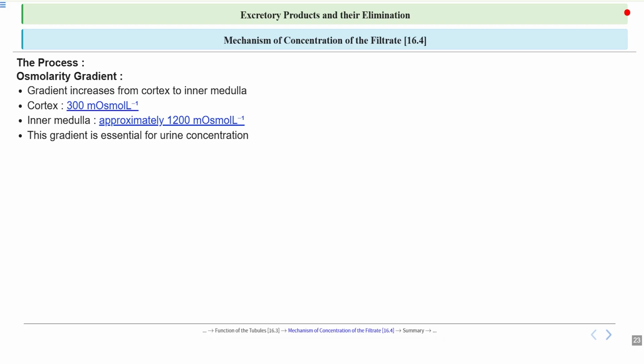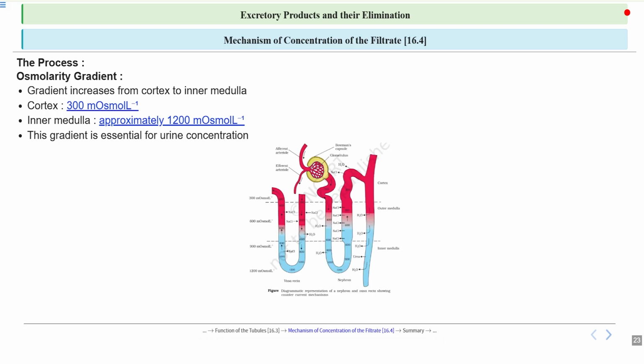Without it, our bodies would lose too much water in urine, especially in dry conditions. So it's a great example of how our bodies adapt to conserve water. You can look at this picture, which is showing nephron and vasa recta, and the whole mechanism of countercurrent. So remember, the osmolarity gradient is key for concentrating urine and conserving water.